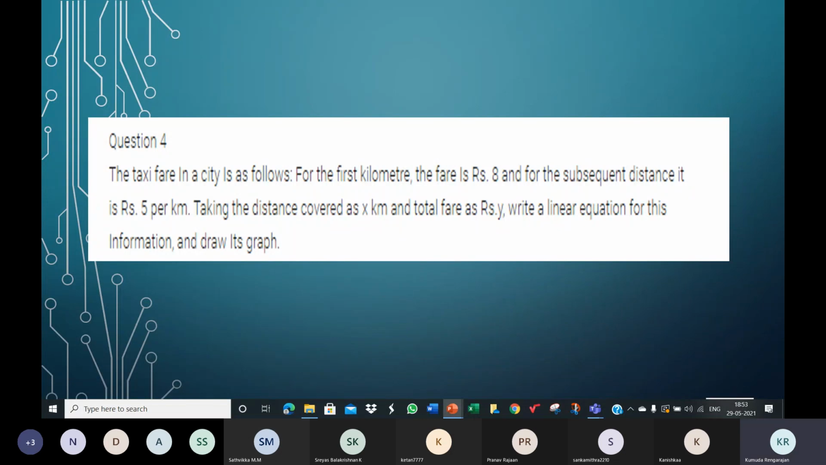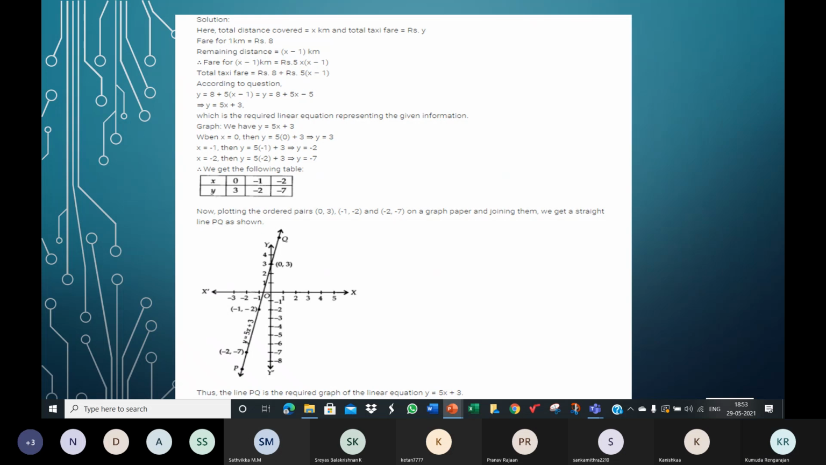And we have both the variables x and y, so it will not be parallel to the x or y axis. So this line will intersect the x and y axis. So you can see the graph below.